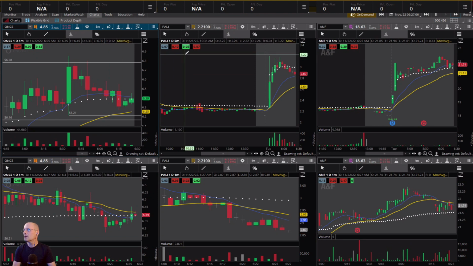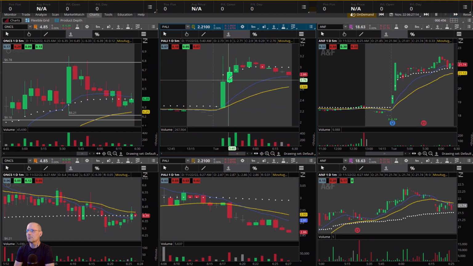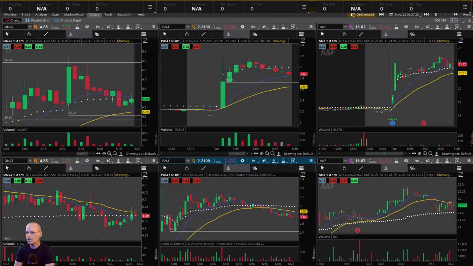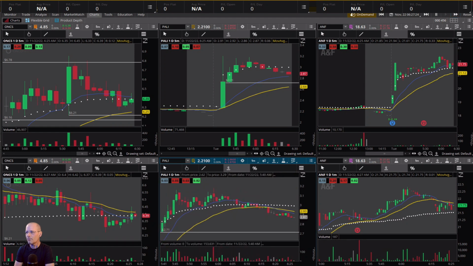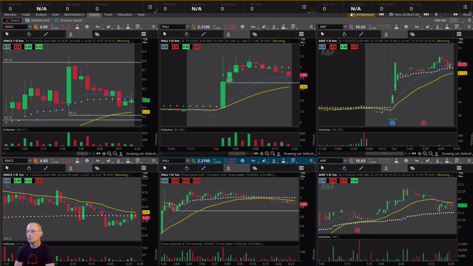PALI, what time is it here? We have 3 minutes to go, so we're good. PALI is just consolidating, didn't form any support on the way up, so it's hard to say where we might find support. A bounce area, say 271 on the 1-minute time frame, maybe. That's a possibility.